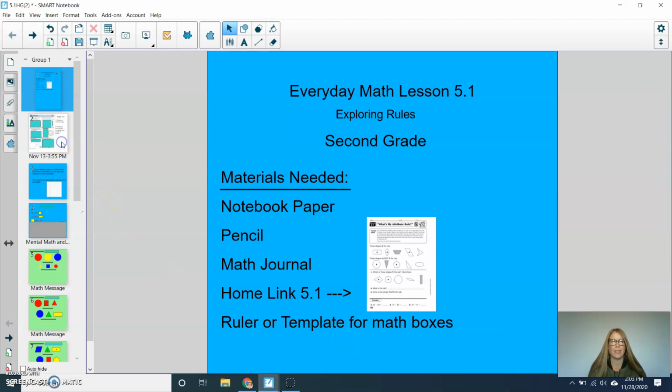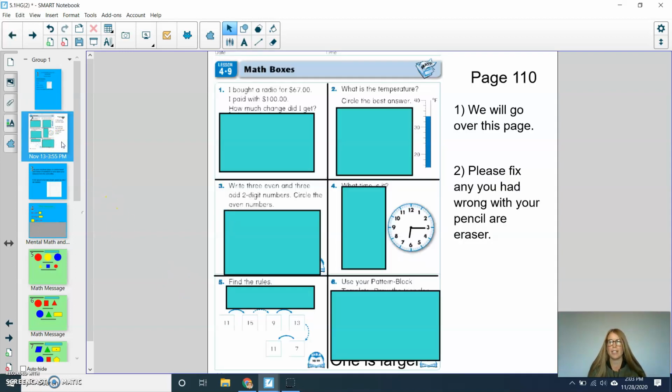Let's get started. The first thing that we're going to do today is go over our math boxes from the previous lesson. So if you can open up your math journal to page 110, if you're noticing that you have any mistakes, please fix those with your pencil and eraser. So for question number 1, I bought a radio for $67. I paid with $100. How much change did I get?